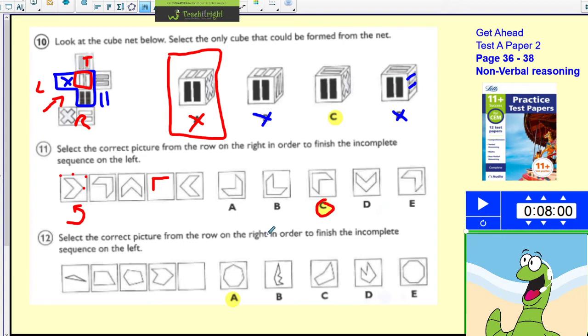Now, next up, select the next picture. So this is definitely a number one where we've got 3 sides, 4 sides, 5 sides, 6 sides. So you want a 7-sided shape. 1, 2, 3, 4, 5, 6, 7. And I would just go through and check. That's 6 sides. This one is 1, 2, 3, 4, 5, 6, 7, 8. This one's 1, 2, 3, 4, 5, 6. And that's 8 as well. So we can eliminate all of those because we're expecting a 7-sided shape. Number 12.